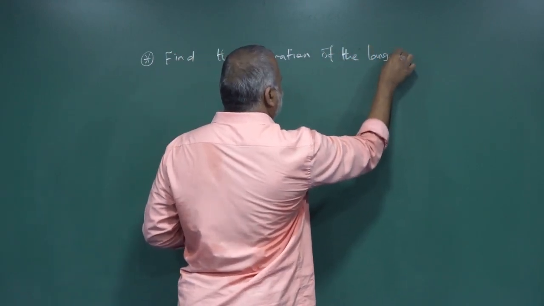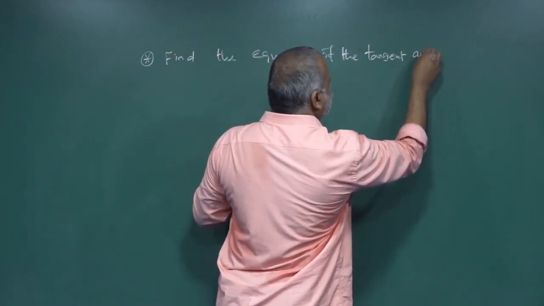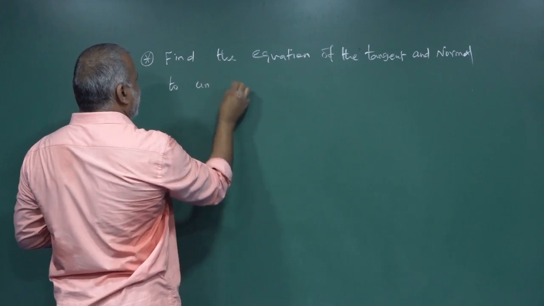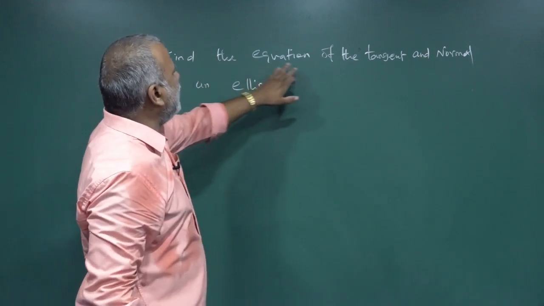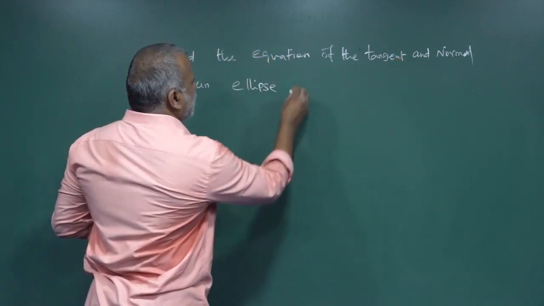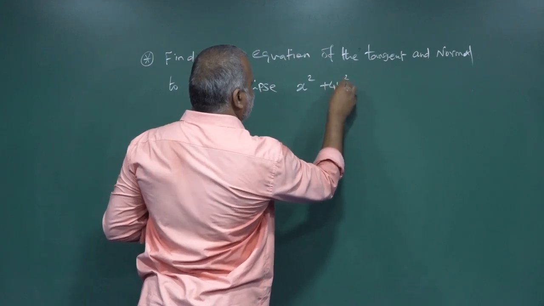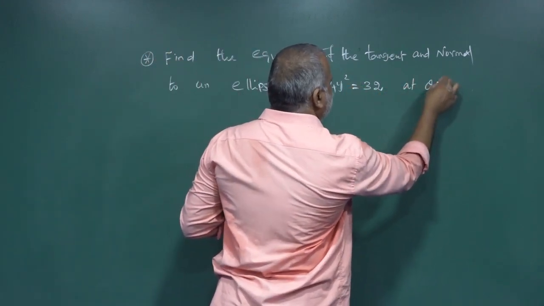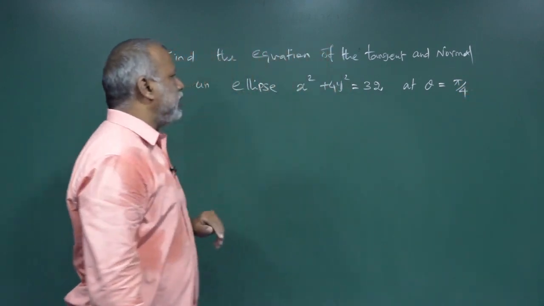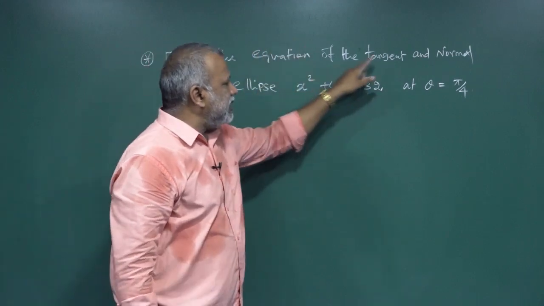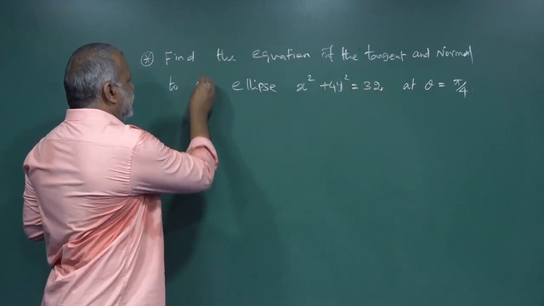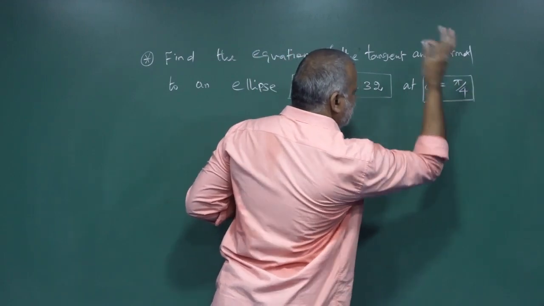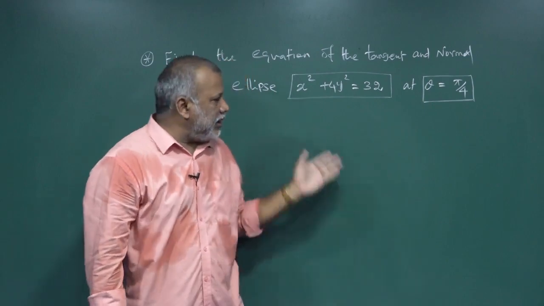Find the equation of the tangent and normal to an ellipse. Find the equation of the tangent and normal to the ellipse x squared plus 4y squared equal to 32 at theta equal to pi by 4. These are the two pieces of information given in your question.